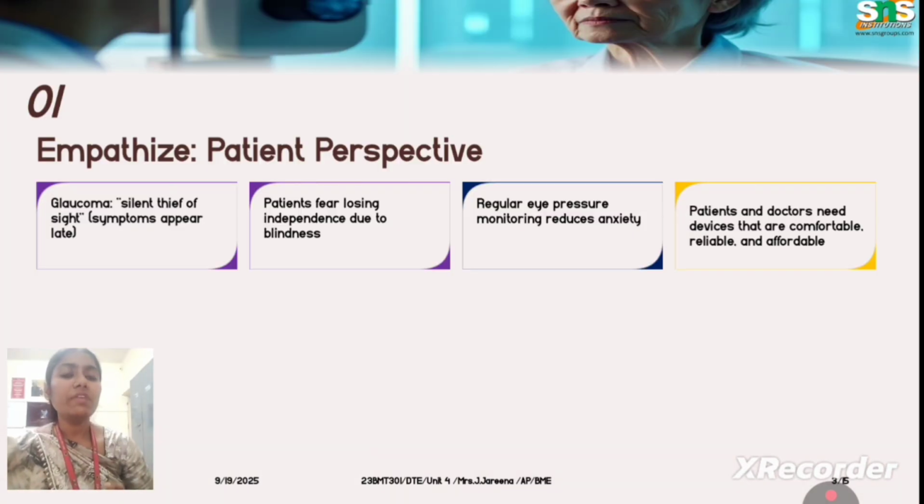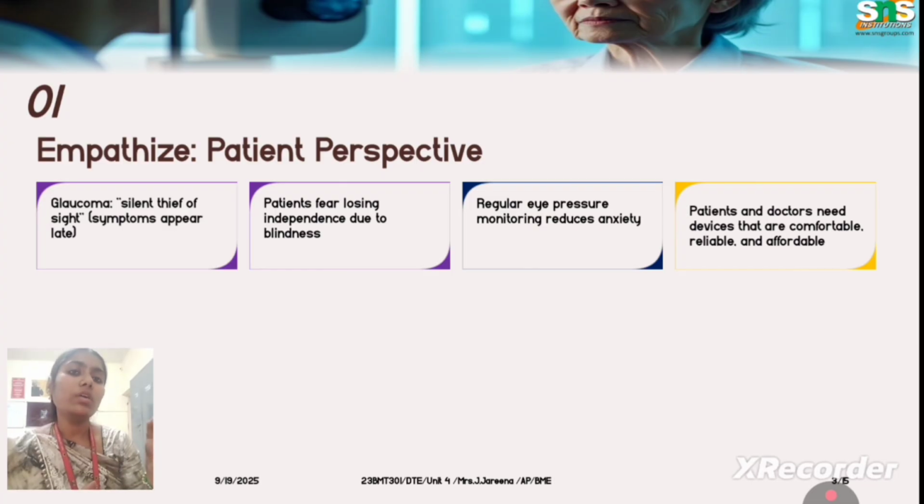So initially, starting with collecting empathy from different patients and doctors, there is a condition called glaucoma. This is a disorder where the eye of the patient has very high IOP, that is intraocular pressure. That condition is called glaucoma. It will end up with even blindness or losing their sight.